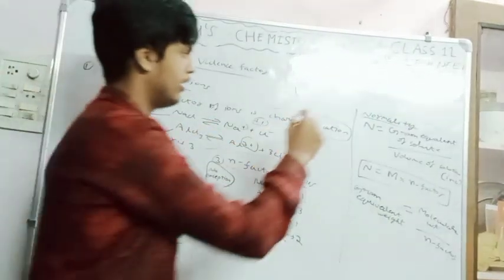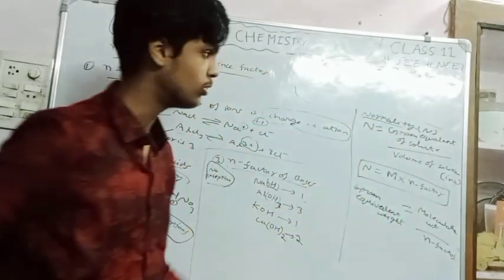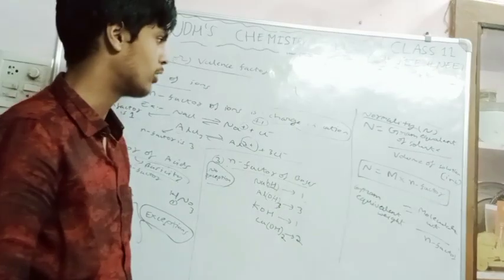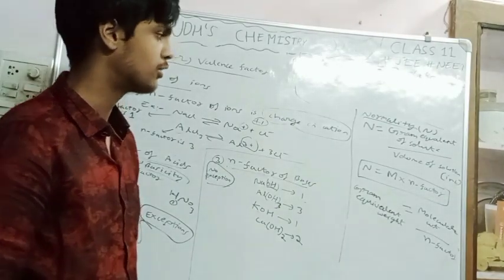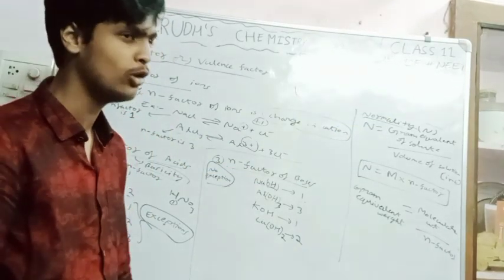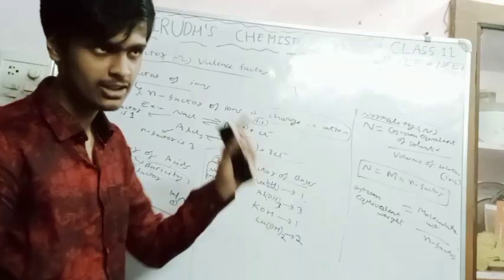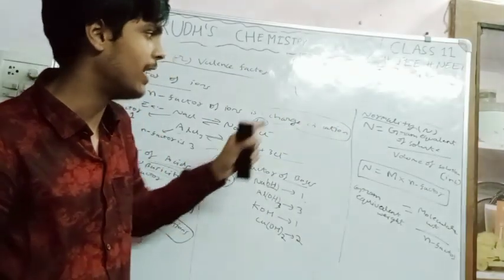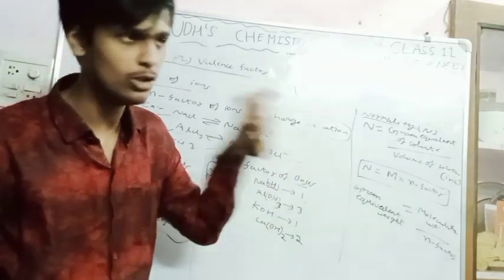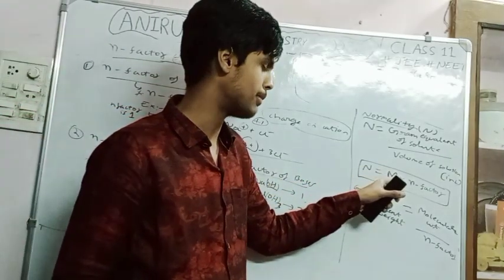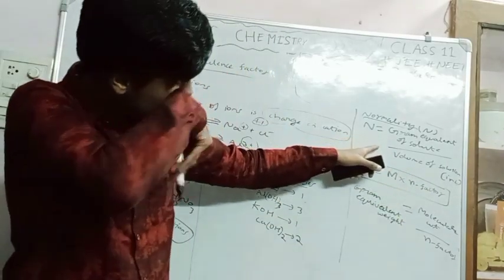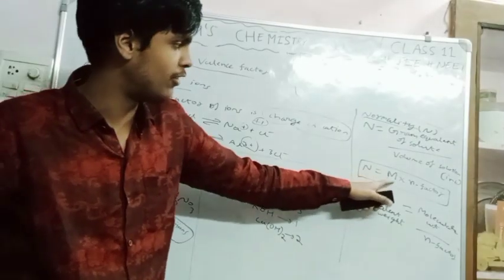Normality is represented by capital N, which is equal to gram equivalent of solute by volume of solution in liters. You have another formula for normality: normality is equal to molarity into n factor. So capital N is molarity into n factor. Okay, this is a mostly asked question. This is the derived formula.